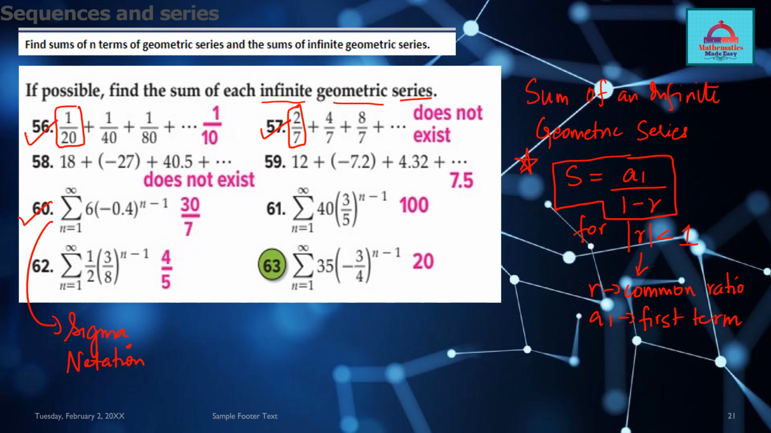Or this can be written in the notation of summation also. Just compare with the sigma notation: n equal to 1 to infinity, A1 r to the power n minus 1. So you know your A1 is going to be 6, your r is going to be negative 0.4. Now the absolute value has to be less than 1. This is a condition you have to check, because sometimes in the question that is not happening, and in that case the sum will not exist. You cannot use this formula. So let's solve questions 56, 57, 60 in the next slide.